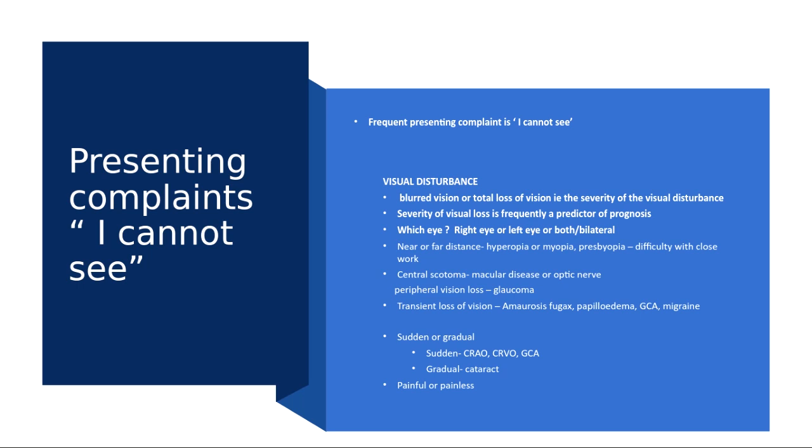So is it painful or painless? If it's painful, then it's usually something in the anterior segment of the eye. Do you know where the anterior segment of the eye is? Anybody? What do we consider to be the anterior segment of the eye?